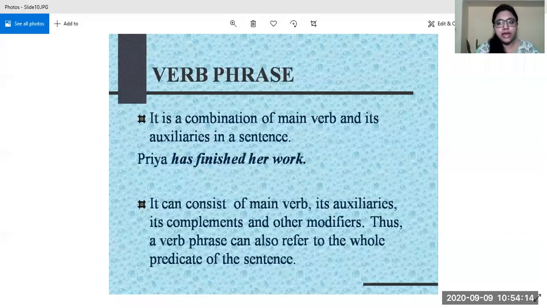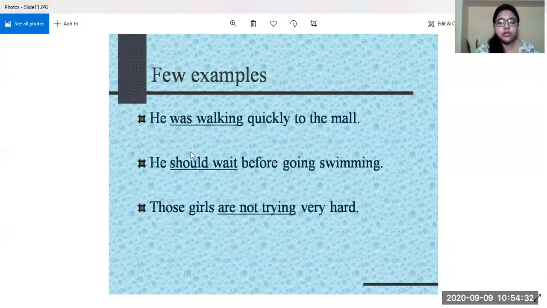A verb phrase can have different kinds of helping verbs. You are very well aware of it. The be verbs are am, is, are. It can have the has, have, had verbs. It can have the had been form of verb also. So all kinds of helping verbs the verb phrase can have. Let us look at some examples to get a better understanding of it. He was walking to the mall, so the subject is doing some work. What is he doing? Was walking. So this is again an action, so this becomes a verb phrase. He should wait. There's a modal over here.